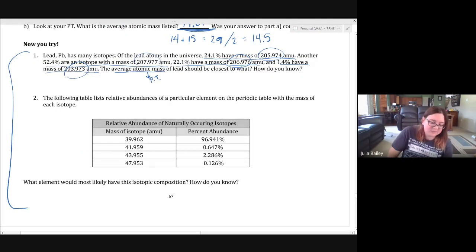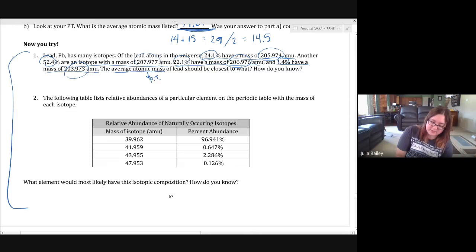We're not going to just take the mean, and we don't even have to calculate it right now. We're just trying to figure out what it's going to be closest to. What we know is that the most common one is going to affect the weighted average, that average on the periodic table. So if we look at these percents, 24.1, 52.4, 22.1, 1.4, the highest percentage tells me which one's the most common, and that's the one the average is weighted toward more.